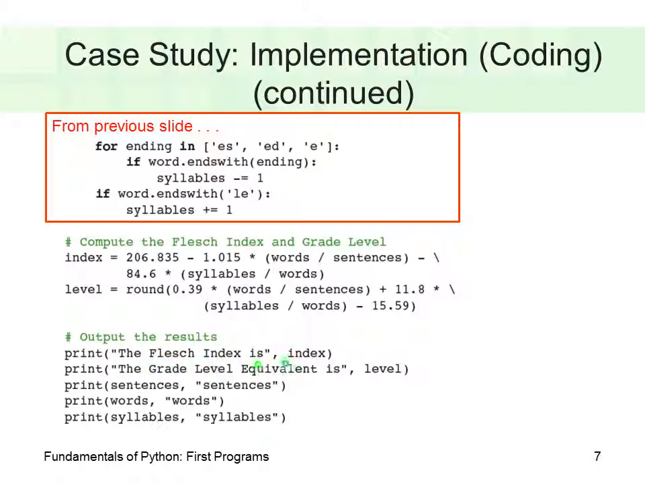The flesh index is, and we'll be outputting index. The grade level equivalent is, and output the level. And then we would print the count of the sentences, the count of the words, the count of the syllables, and we would be done.